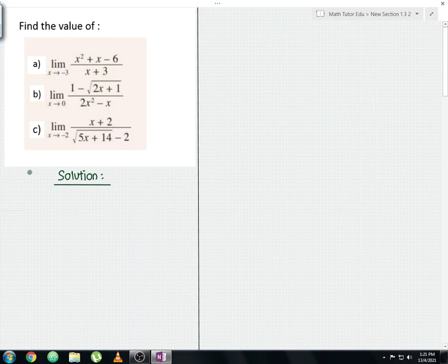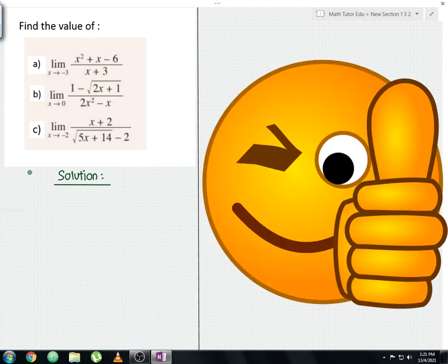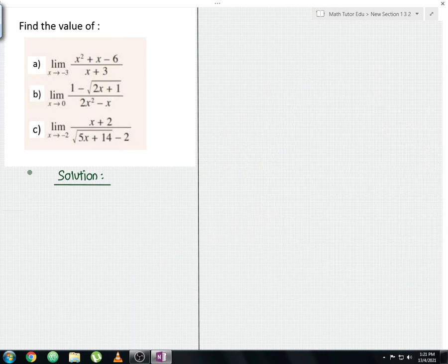So I hope that you will attempt this question in the future. If you could manage to solve this question, a big thumbs up to you guys. But if you can't solve this question, no worries, I'm going to show you the step-by-step working and the solutions. So without further delay, let us start to solve the question.